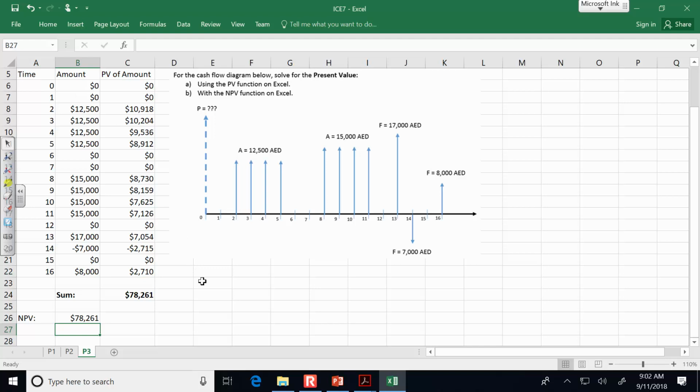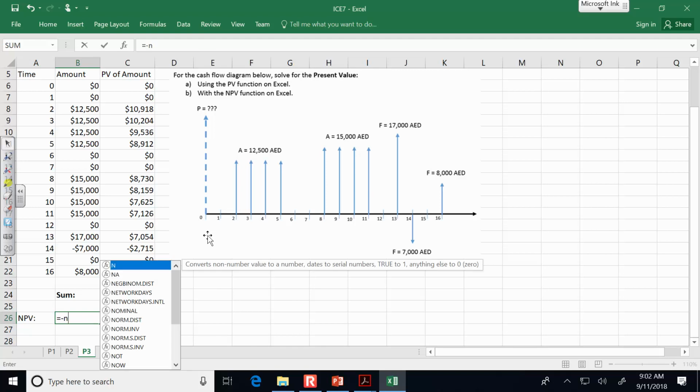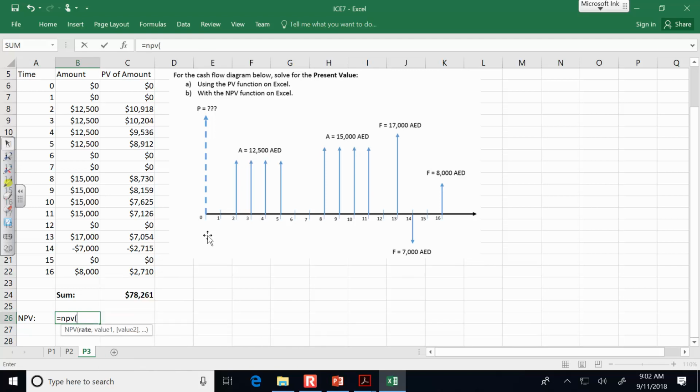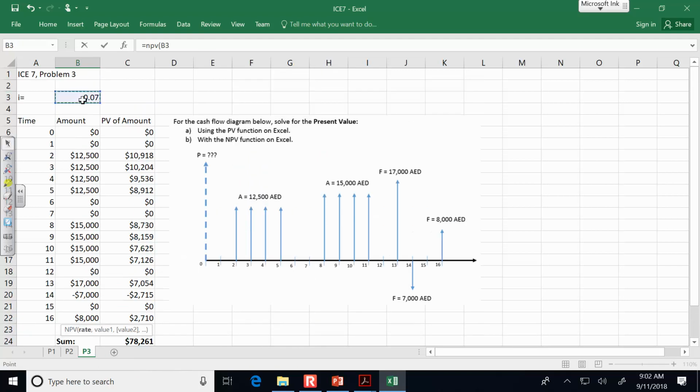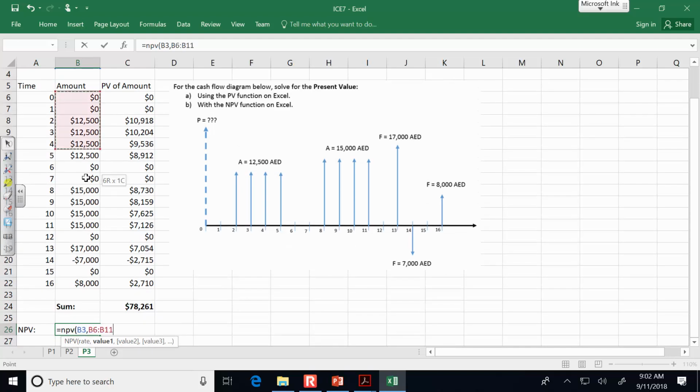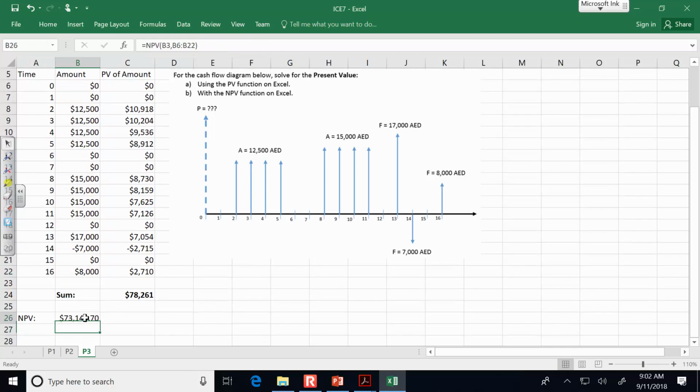Net present value. By the way, let's just see if we forgot that rule. Equals NPV, and the rate is 7%. And what if I put the entire cash flow? Some of you, unfortunately, will make that mistake, and it'll cost you points on exams or quizzes or homework, because it gives you the wrong answer.